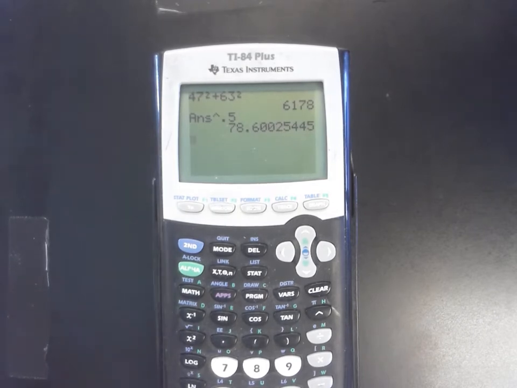Read the instructions very carefully. Sometimes it'll say give the exact answer, which means you have to simplify the radical. Sometimes it'll say give the answer to the nearest 10th or to the nearest 100th. So make sure you read the instructions and give the answer the way it's asking you to. Okay? So those are the easy ones.